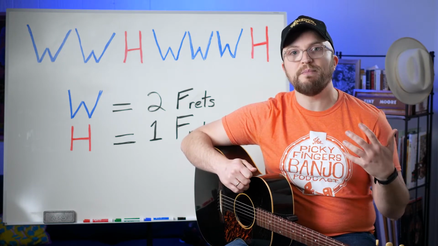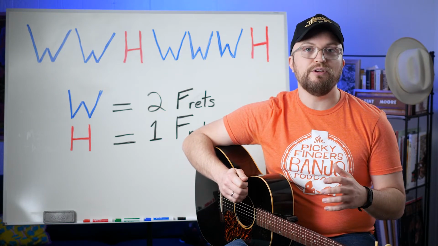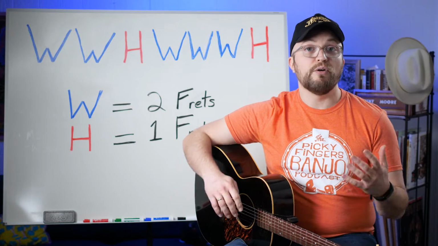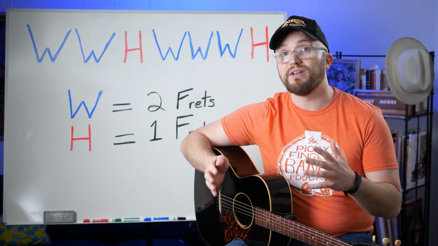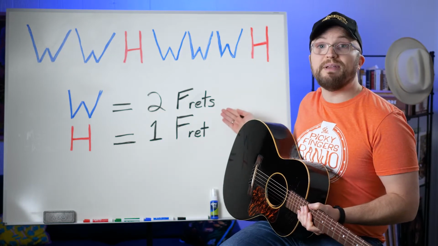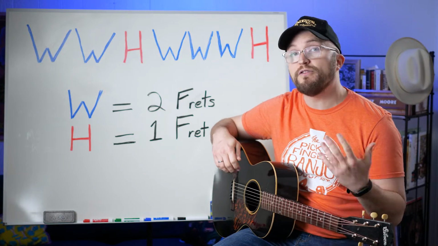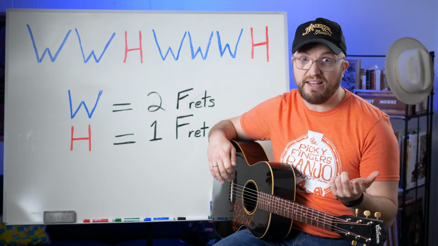There's a really simple pattern of whole steps and half steps that we can use to achieve any of the 12 different major scales. So the first thing that we're really going to need to review here is what is a whole step and what is a half step. A whole step is simply the distance of 2 frets on the guitar, or if you're familiar with the chromatic scale, it's the distance of 2 pitches in the chromatic scale.